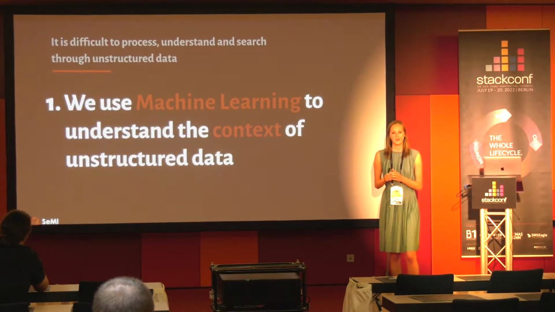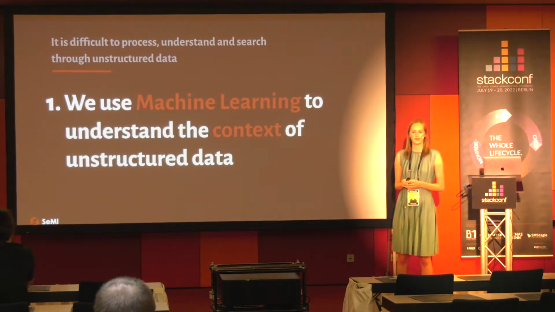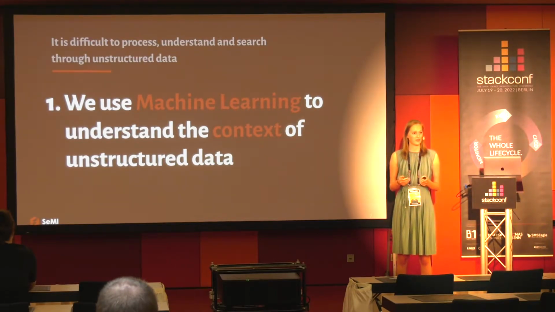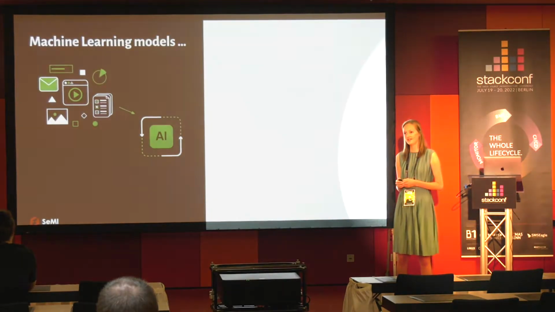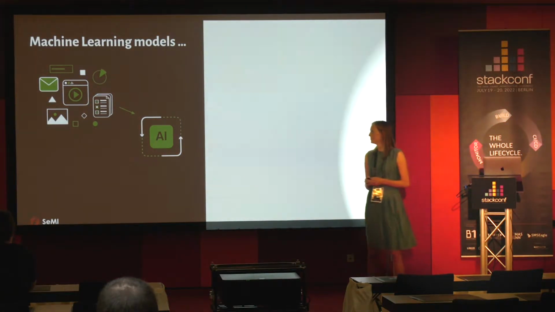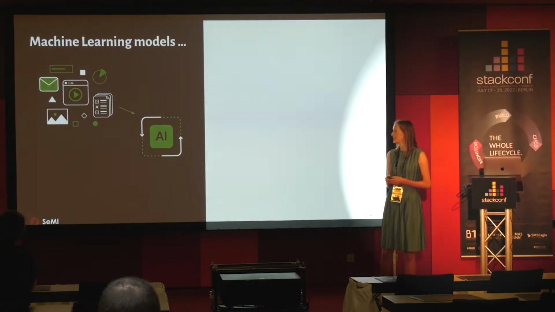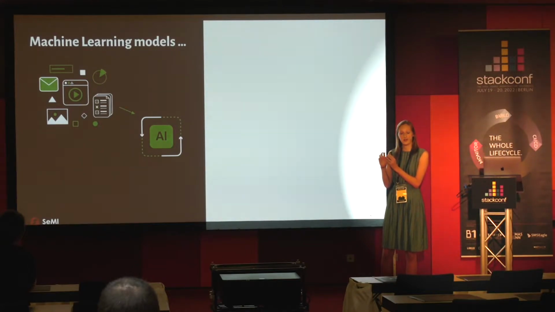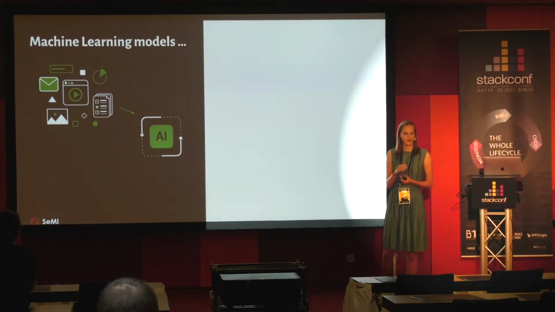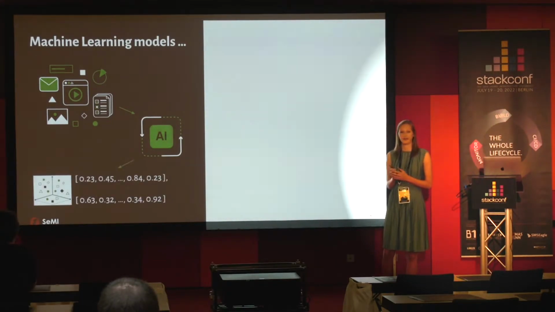So let's first dive a bit deeper into the first part of the challenge and the first solution. We can use machine learning to understand the context of unstructured data. Let's see how that works. Machine learning models, especially the ones that can understand natural language or images, videos, take a bit of unstructured data, and the model will run it through either a neural network or some easier process. And the machine learning model basically represents this data as vectors.